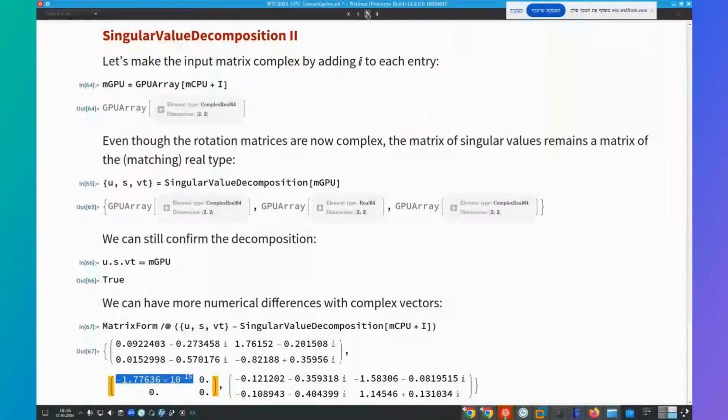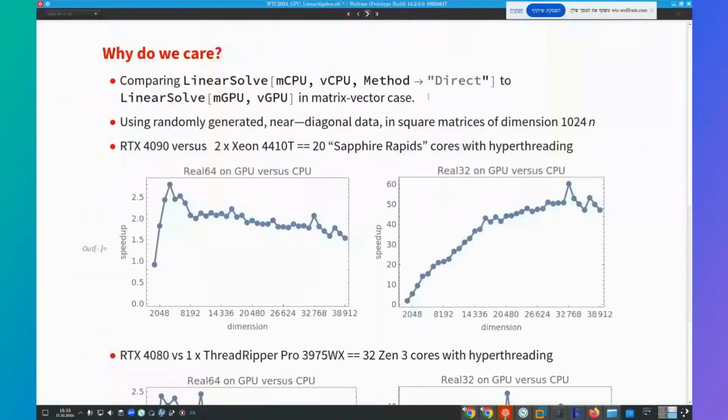All right, so why do we care? Now I'm going to show you some plots generated on 3 different computers where I compared doing linear solve, and I specified the direct method just to make the testing as similar as possible. That's probably what linear solve would have chosen on its own, but to be on the safe side, I explicitly specified the method to be as similar as possible between the CPU and the GPU.